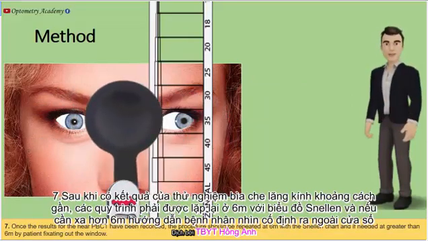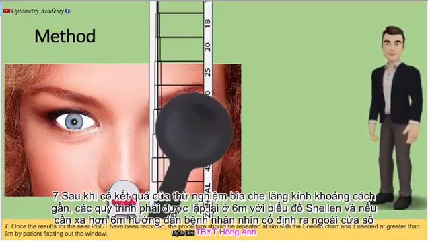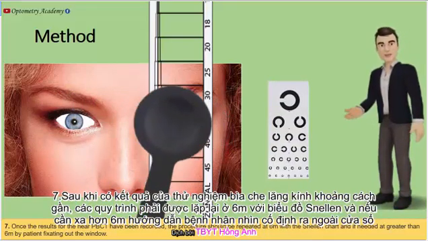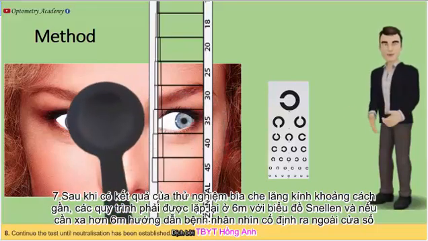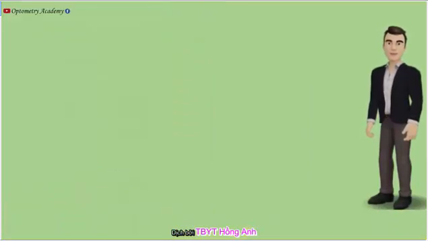Once the result for the near PBCT has been recorded, the procedure should be repeated at 6 meters with the Snellen chart and if needed at greater than 6 meters by the patient fixating out the window. Continue the test until neutralization has been established.